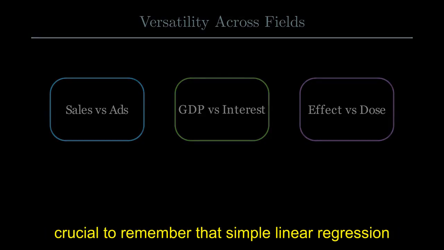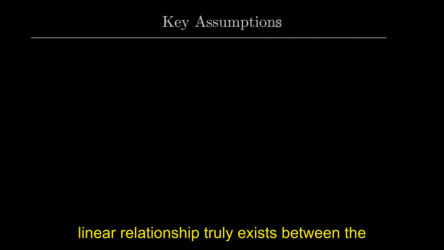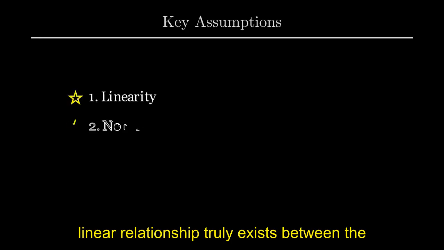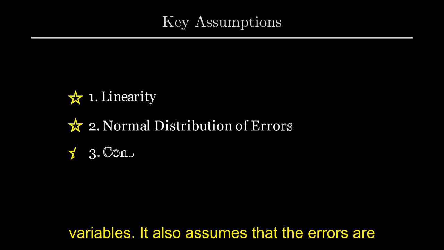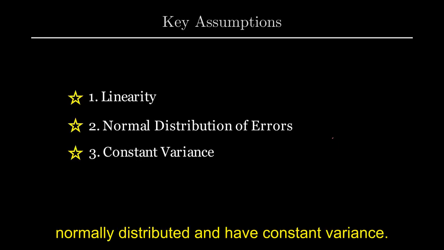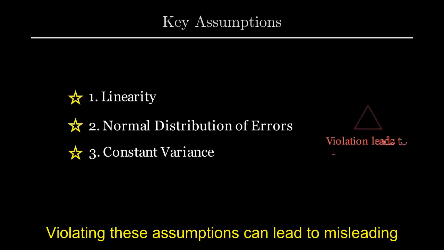However, it's crucial to remember that simple linear regression comes with assumptions. For instance, it assumes a linear relationship truly exists between the variables. It also assumes that the errors are normally distributed and have constant variance. Violating these assumptions can lead to misleading predictions.